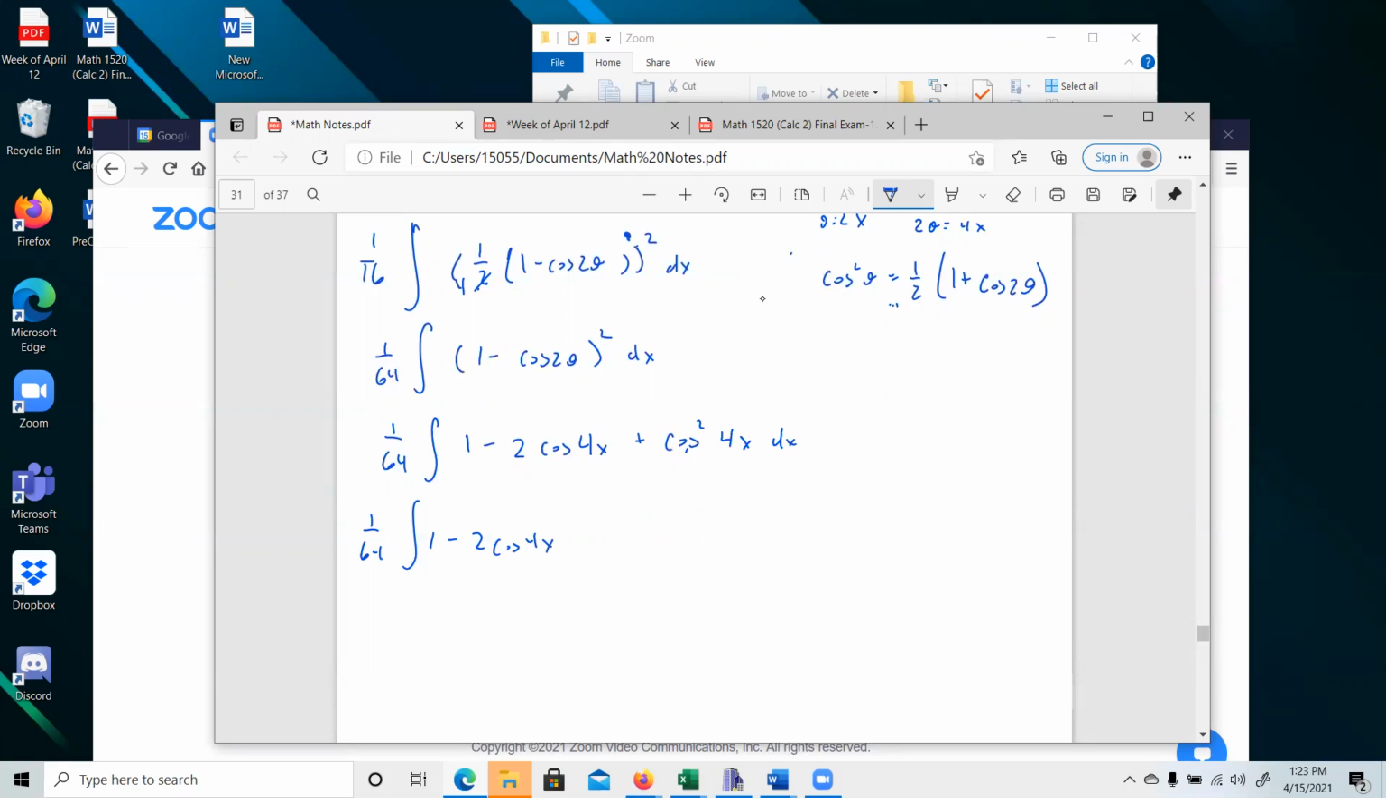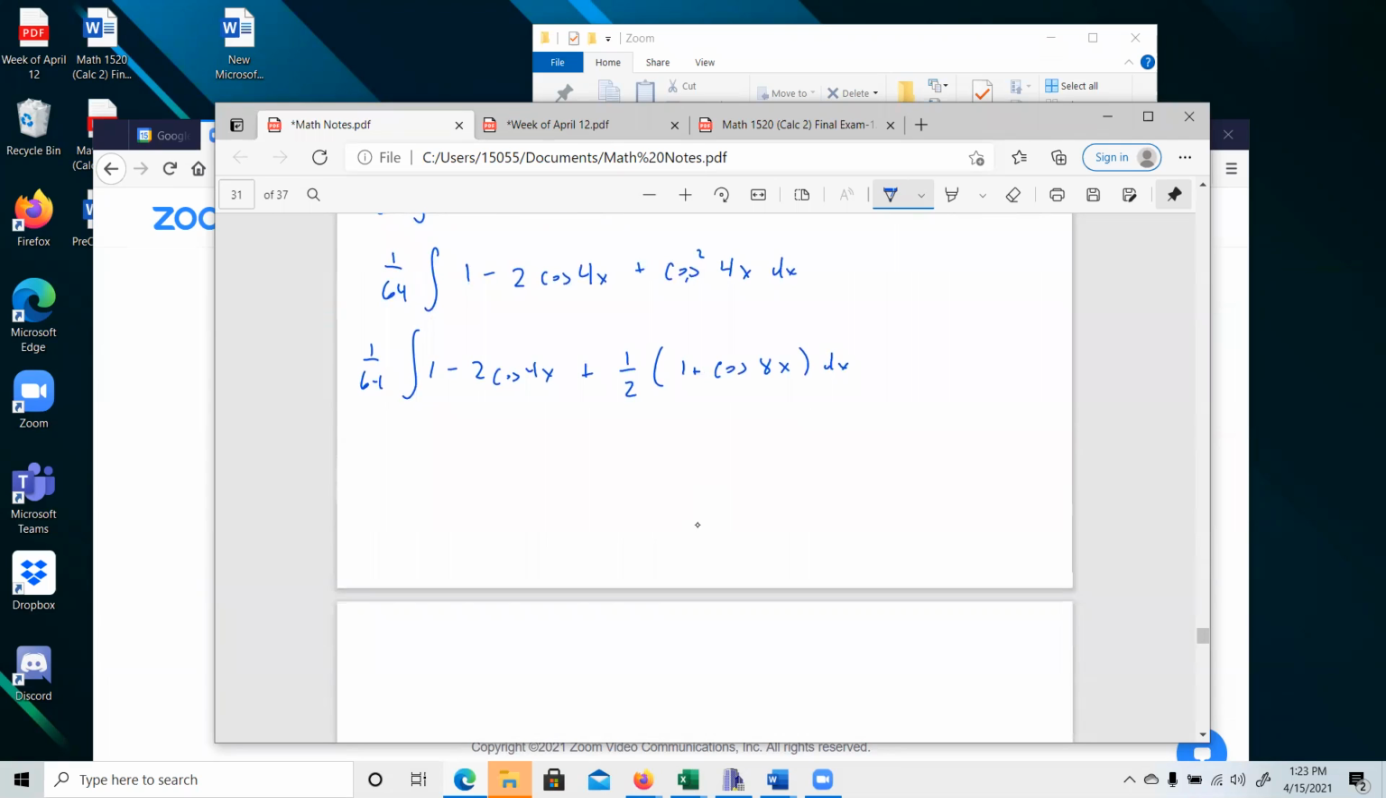And then this, we're going to have to say, well, cosine squared is really 1/2 times 1 plus cosine of 2 theta. Theta is now 4x, so 2 theta is going to be 8x. So 1 plus cosine 8x. Let's deal with this a little bit. I promise that was the last trig one we have to do.